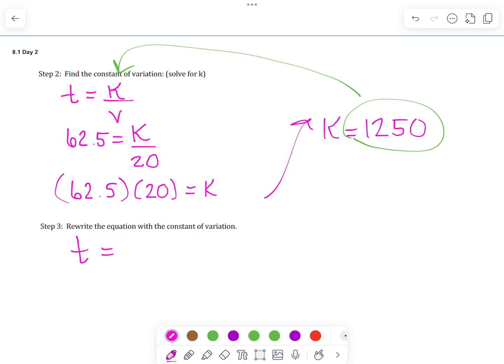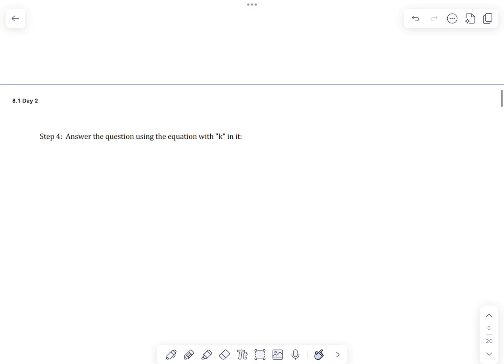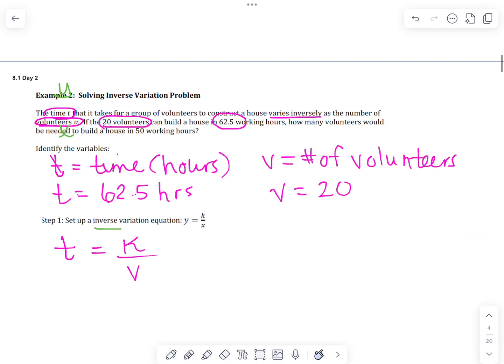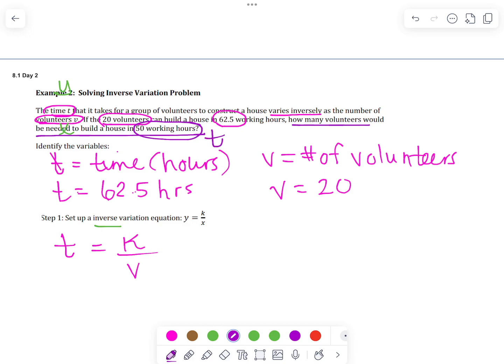Now we're going to take that constant of variation and substitute it into our equation. So time equals 1,250 divided by the number of volunteers. Now we're going to answer the question. So the question says, how many volunteers would it take to build a house with 50 working hours? So we're giving you the time, and we want you to find the number of volunteers.